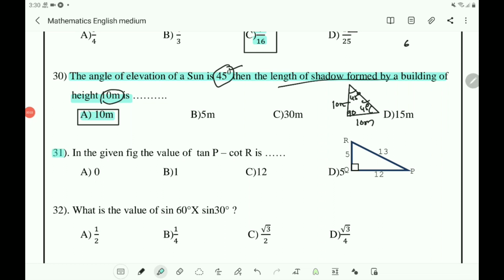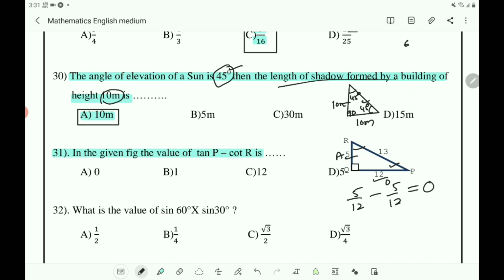Take question 31. In the given figure, the value of tan P minus cot R. Tan P is opposite side by adjacent side, 5 by 12. Cot is adjacent by opposite, so cot R is again 5 by 12. 5 by 12 minus 5 by 12 is 0.